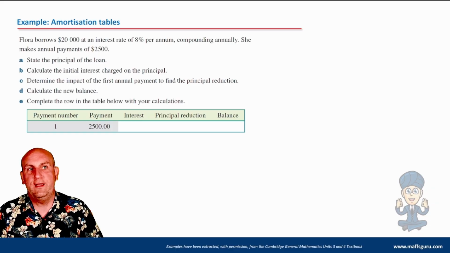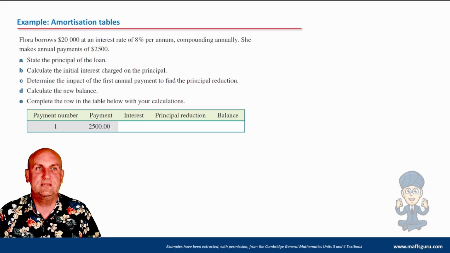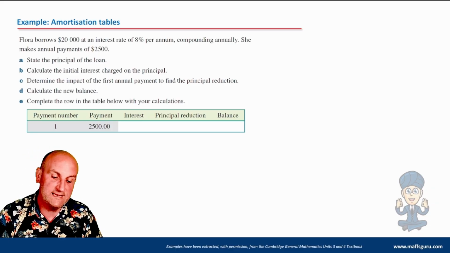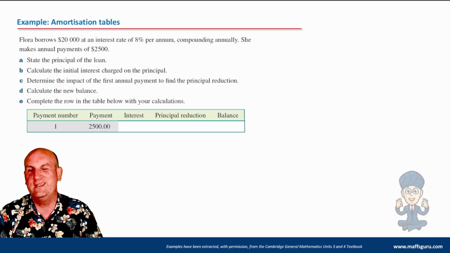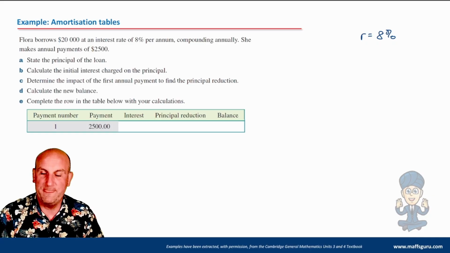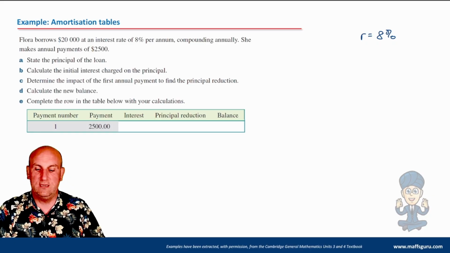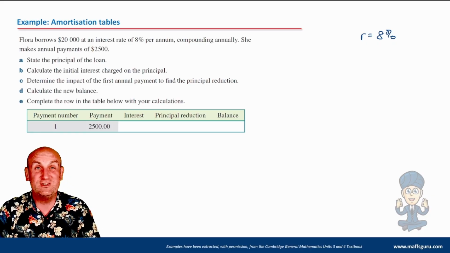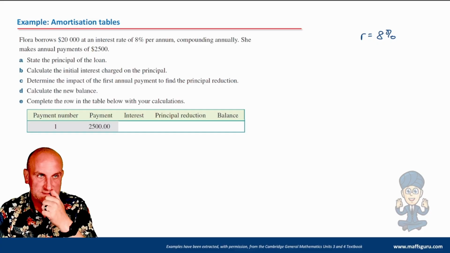Flora borrows $200,000 at an interest rate of 8% per annum, compounding annually. So that's great, all right? Because it's compounding annually, I don't need to worry about anything other than having a little r of 8%. Now, weirdly, we're not really going to use the recurrence relationships anymore. We're just going to know that it's 8% of.